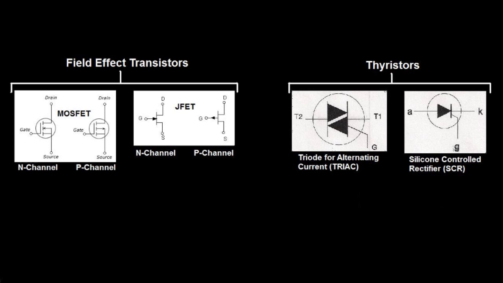MOSFETs, the N-channel versions, you find a lot in switching power supplies and car amplifiers. JFETs can be used in audio amplifiers. But this is basically what you may run into. And as I move along and introduce new transistors, I will also add these onto the list.